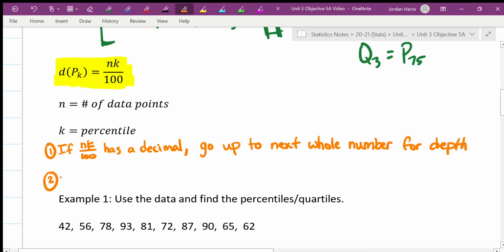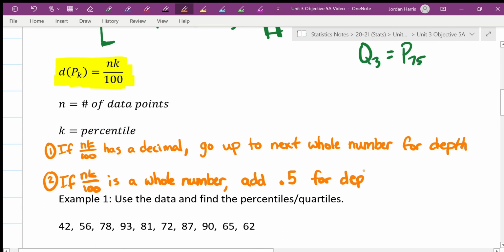The second option is if nk over 100 basically does not have a decimal, or is a whole number. If it does not end up having a decimal, add 0.5 for depth. Okay, so that means if I use this formula and I get exactly 10, I get the 10.5th value. That'd be halfway between the 10th and the 11th term.